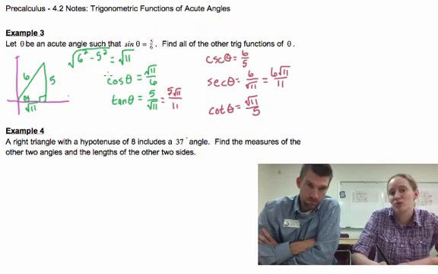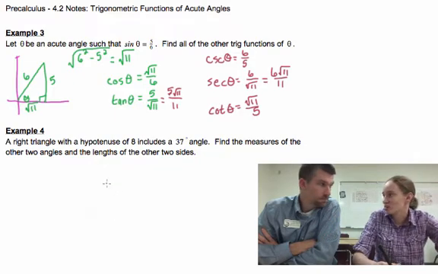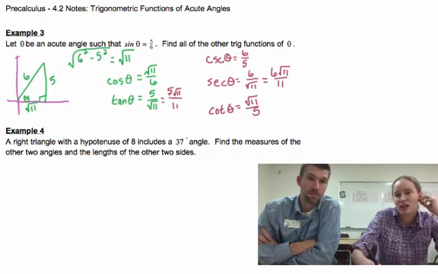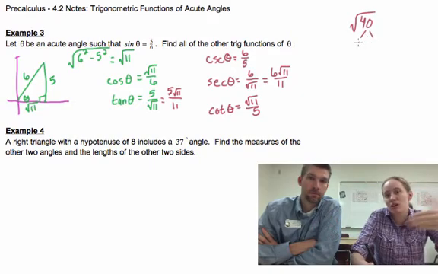So it mattered what the sides were. We had to find the third side. If we needed to simplify, it's good to practice simplifying. If you get the square root of 40, that's not the way we want to leave that. Remember, you split it up into a perfect square and whatever's left over. So 4 and 10.